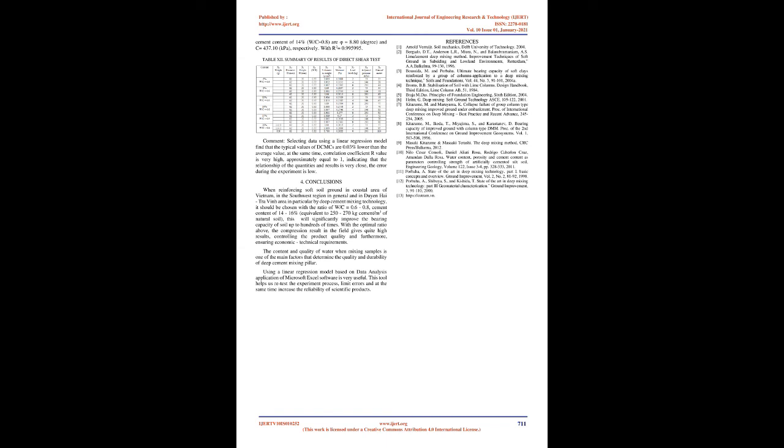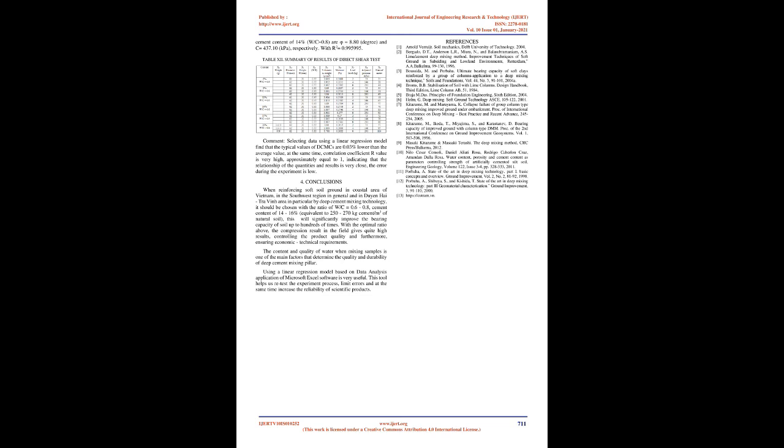F. Analyzing experimental data, select results according to linear regression model. Determination of value of CHU, kPa, and summary of results of experiment 3 at 28 days of age are shown in Table 11. Table 11. Summary of results of uniaxial compression test. Comment, selecting data using a linear regression model find that the typical values of DCMCs are 0.03% lower than the average value. At the same time, correlation coefficient R value is very high, approximately equal to 1, indicating that the relationship of the quantities and results is very close. The error during the experiment is low.